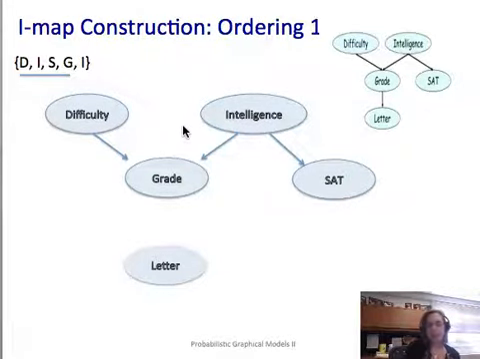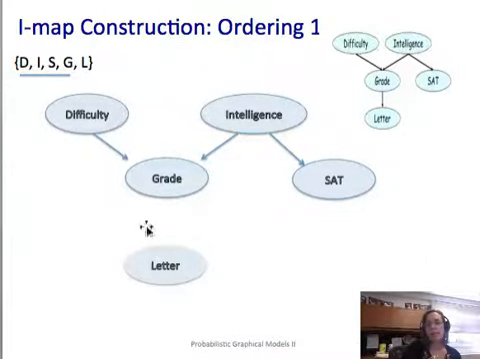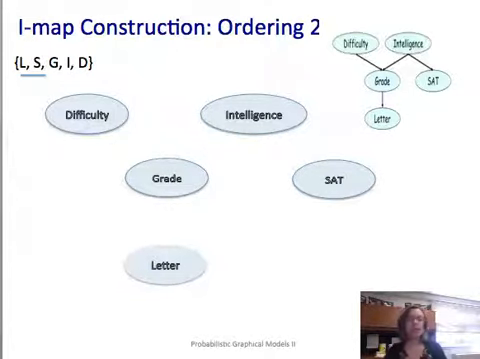And finally, we add the letter, which I have, this should be L, apologize. So the letter. So if I add letter, I ask the question, again, do I need an edge here? No, no, because grade determines letter in the true graph, so we actually came up with the same graph, which is not exactly exciting, but this is the proper ordering which gives rise to this graph. And let's consider a different ordering, which is a little bit less intuitive.